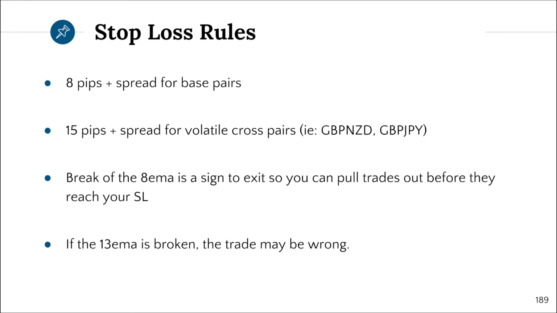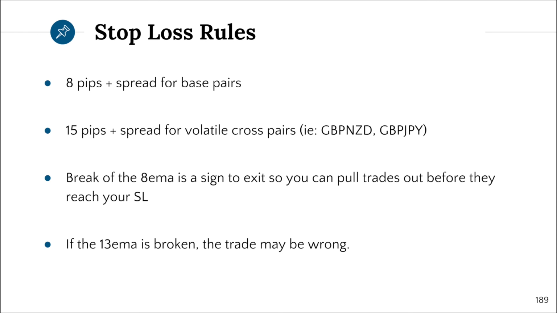So when I do see a breakdown of the 8 EMA, meaning if we're in an uptrend and price is moving higher and higher, and then we get a pullback and it closes underneath that 8 EMA, I'll either close all of the position, move my stop loss into profit, or close some of the position, because I know from market experience that if it breaks the 8 EMA, it might continue to reverse and break the 13 and might go all the way back to the 50, in which case I would lose money.